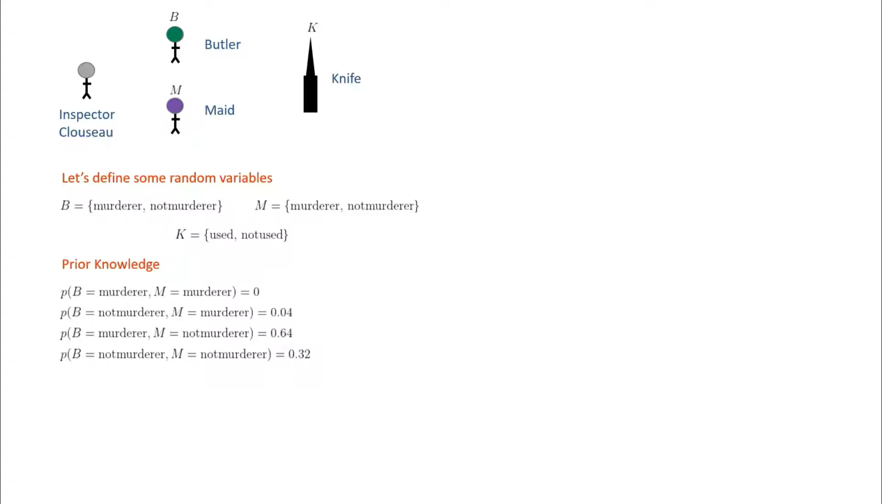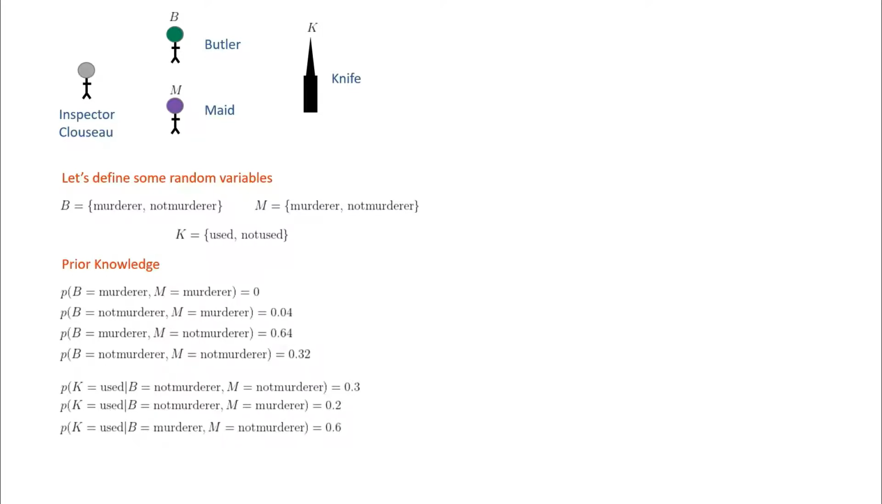Not in the question itself, but in the original example, we were also told some extra information about the knife use. The probability that the knife is used, given neither the butler or the maid are the murderer, is 0.3. The probability that the knife is used, given that the butler is not the murderer, but the maid is the murderer, is 0.2. It's 0.6 given that the butler is the murderer and the maid's not the murderer. And finally, if both of them are the murderer, which in our case is impossible, the probability of the knife being used is 0.1.